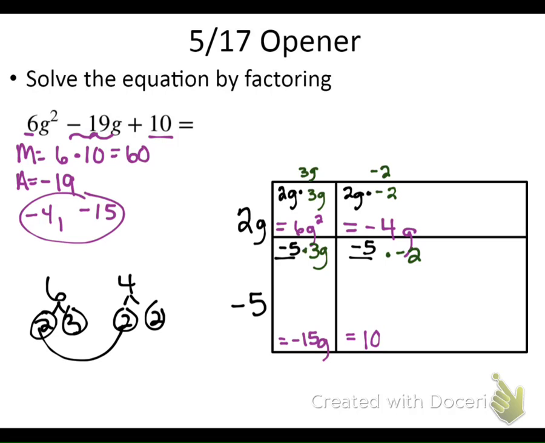So my final answer is going to be area 6g squared minus 19g plus 10 equals height times width. So my height is 2g minus 5 in parentheses times my width, which is 3g minus 2 in parentheses, and then box it for my final answer.